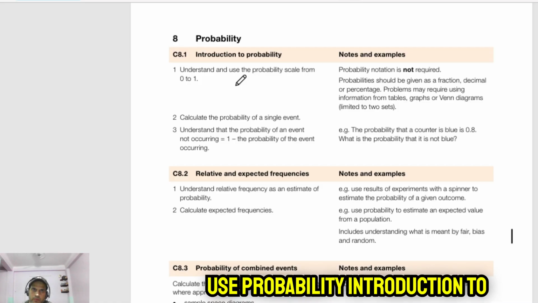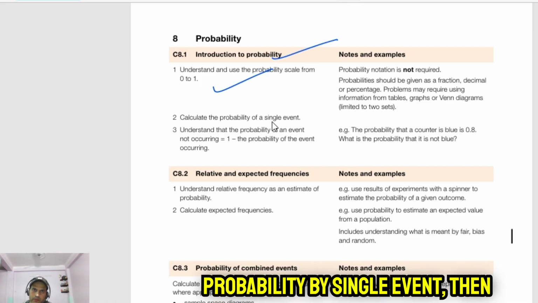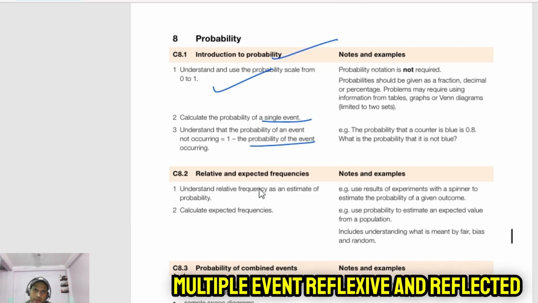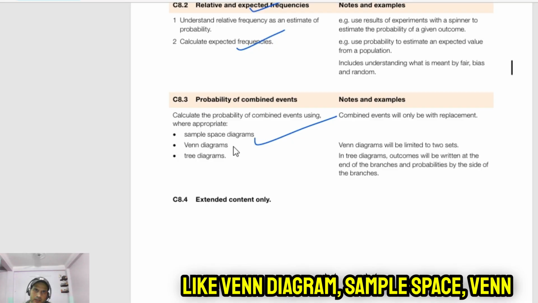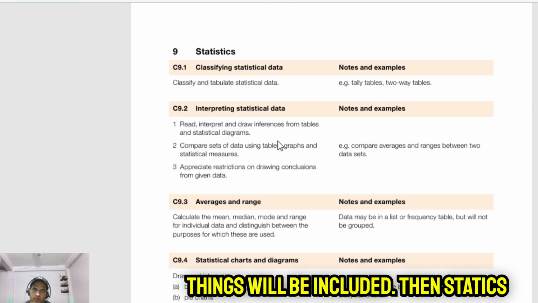Then we will cover probability: introduction to probability, 0 to 1, calculation of probability for a single event, then multiple events, relative and expected frequencies. We will see probability of combined events, like Venn diagrams, sample space diagrams, and tree diagrams. All these things will be included.